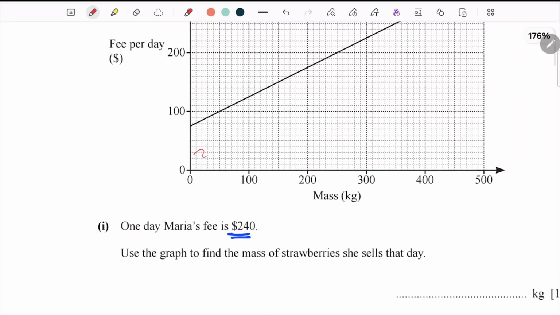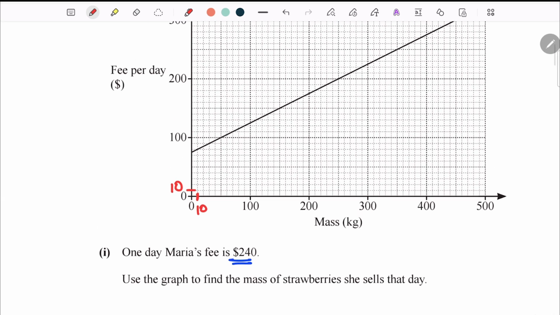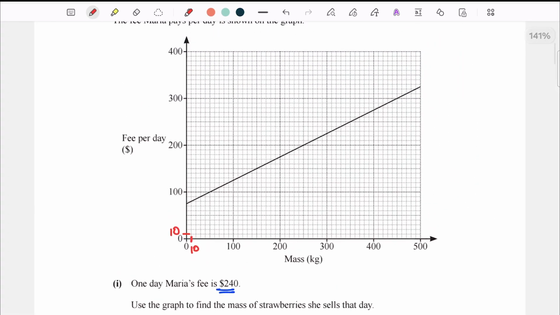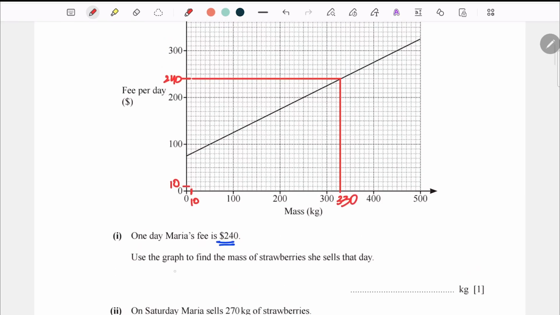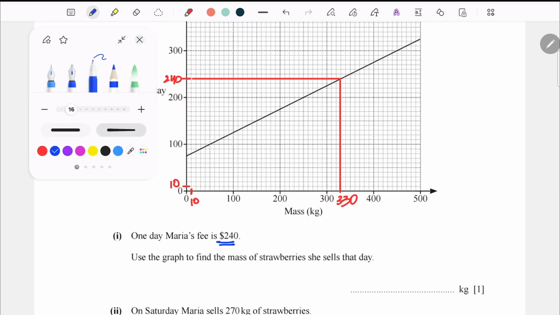So one small box on the y-axis represents $10, and one small box on the x-axis also represents 10. So Maria is paying $240. Dollars are on the y-axis. 240 will be 210, 220, 230, 240. When I extend this line, on the x-axis, this line is going to touch this small box, which is 310, 320, 330. So the mass of strawberries she sells that day is 330.